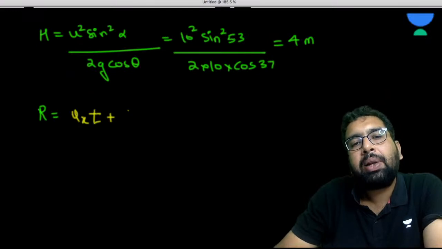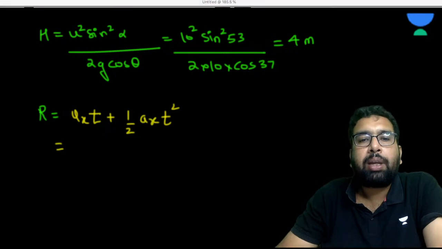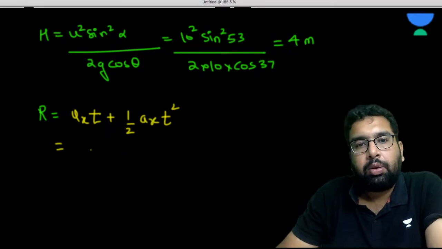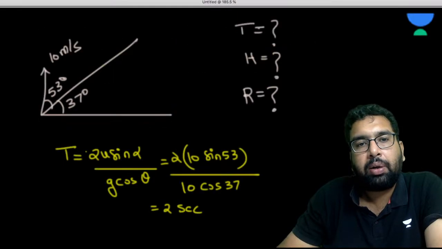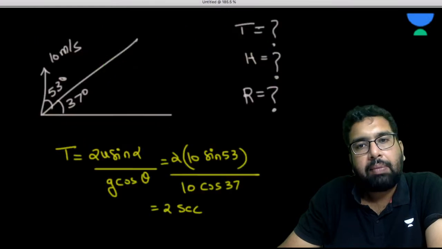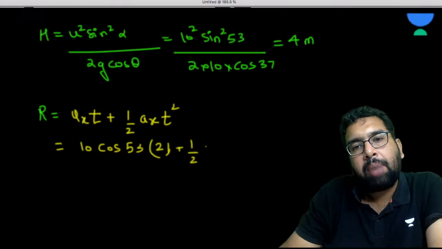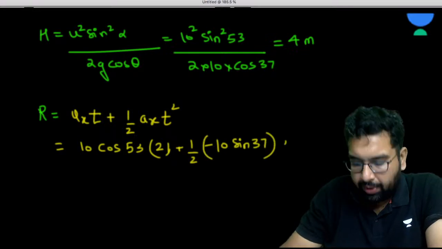So it is ux t plus half a_x t square. The only thing to keep in mind is that for finding the range, you are going to apply the motion in the X direction. Okay, so what is this ux? This ux is going to be 10 cos alpha, that is 10 cos 53. What is the time? Time we have already sorted out, that is 2 seconds, plus half a_x. So this is minus g sine theta, that is sine 37, and this is t square, that is 2 square.